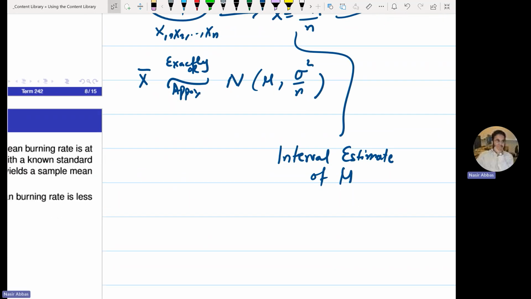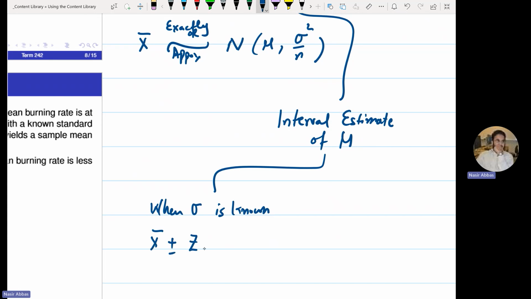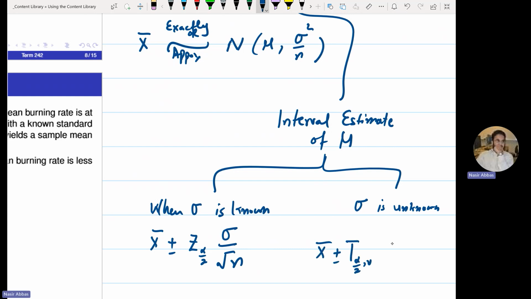We said there are two cases. Case number 1, when sigma is known. You said this x bar can be converted into an interval estimate using a critical value from z, and when sigma is unknown, this x bar can be converted into an interval estimate using a critical value from t. And then there was a limitation of the second case. If the degree of freedom is not available in t, then you can approximate the critical value from the z table. But I'm not going to write that one.